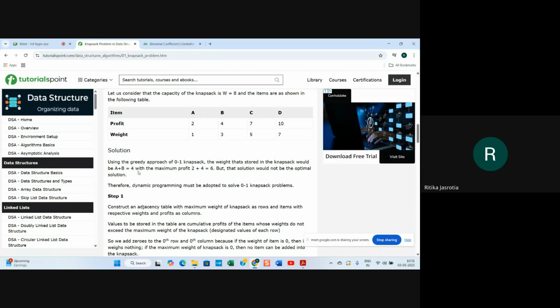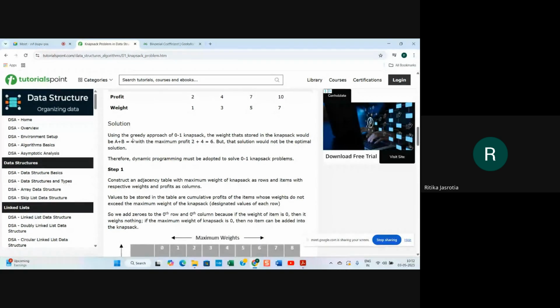equal to 4. 1 plus 3 is 4, with the maximum profit of 2 plus 4, which is equal to 6. But that solution would not be the optimal solution. Therefore, dynamic programming must be adopted to solve the 0/1 knapsack problem. If we had used a greedy approach, that is fractional knapsack, or the greedy approach for 0/1 knapsack, it will give us this solution.